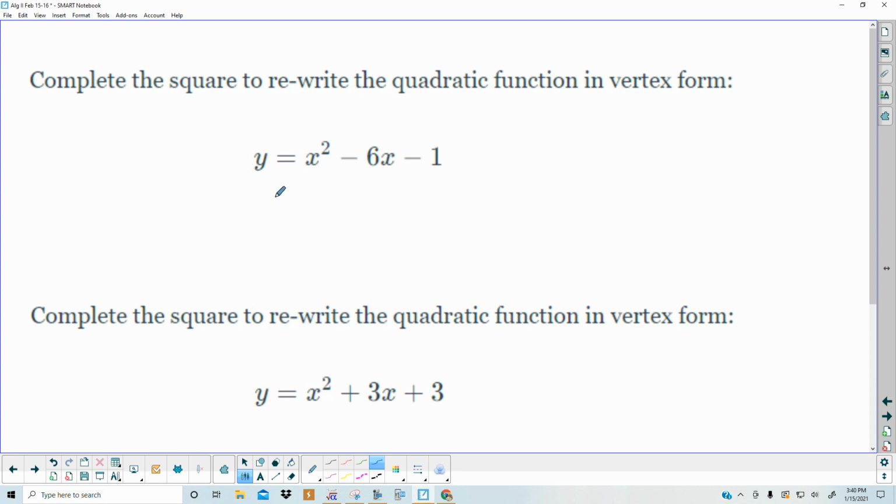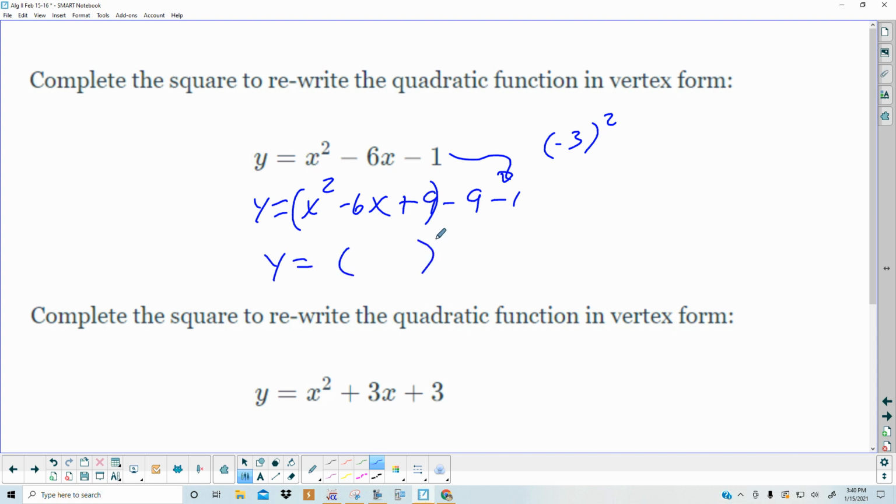Okay. y is equal to x squared minus 6x. Half of negative 6 is negative 3. Negative 3 squared is positive 9. I add 9. I have to balance it by subtracting the 9, and the minus 1 is still there. The first 3 things form a perfect square. And now you just take half the middle, square it, minus 10.